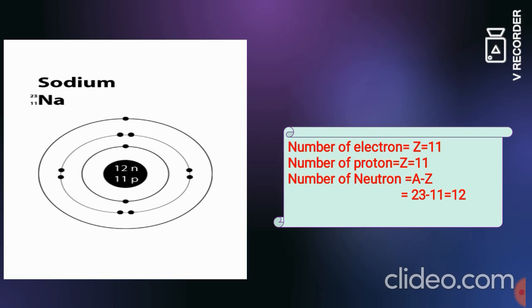The next atom you are going to see is sodium. So here you can see the number of electrons present in sodium is 11, and for protons it is 11, and then 23 minus 11 is equal to 12. So the nuclide representation is 23 and 11.